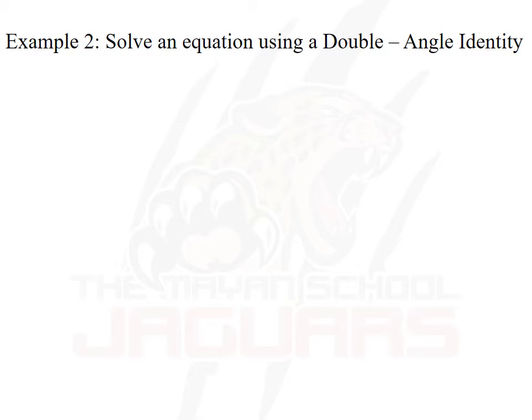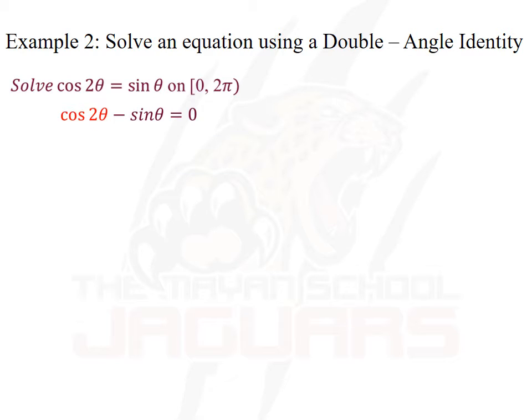Let's make a second example. In example 2, we're going to solve an equation by using a double angle identity. So now we're going to see an example of how to solve equations by applying a double angle identity. And here the equation is: we're going to solve cosine of 2 theta equals sine of theta on the interval from 0 to 2 pi.